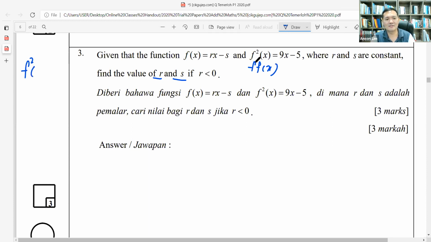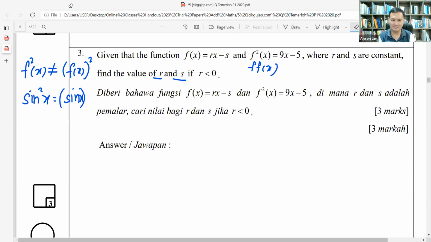In this situation, you must know it's not equal to f(x) whole thing squared. Like in trigonometry, sine squared x equals sine x squared. A lot of things you mess up and you think that they are the same. No. Also, you remember that the second derivative is different. Everything has its own symbol, so don't mix and match. Different topic altogether.